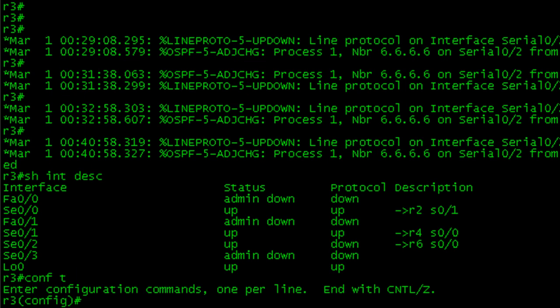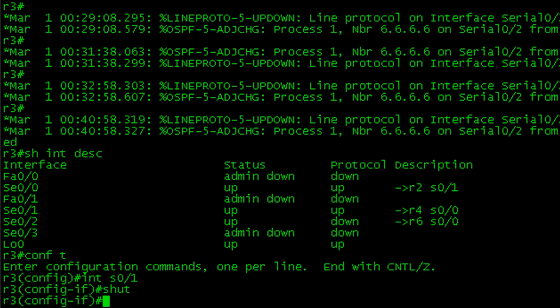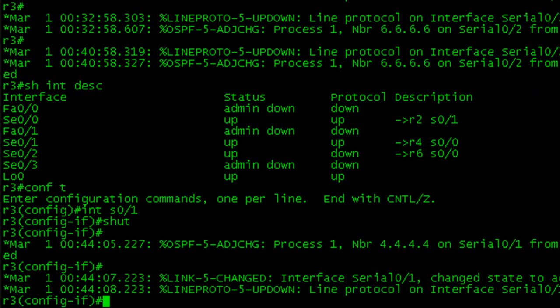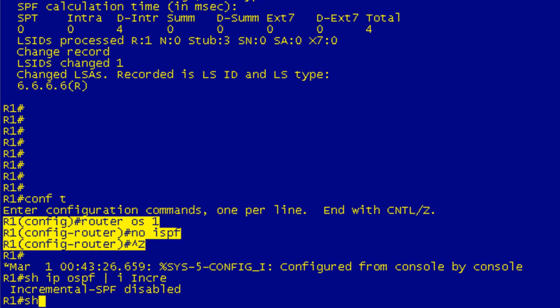Okay, so that being said, we're going to go under interface 0/1 and shut that bugger down. So we've shut down that redundant link. Our shortest path tree will be the same, nothing's changing here, but if we go back to R1 and go show ip ospf statistics, we can skip this and go straight to the details, because we're not going to see whether it was a full SPF calculation or an incremental one simply by the show ip ospf statistics.